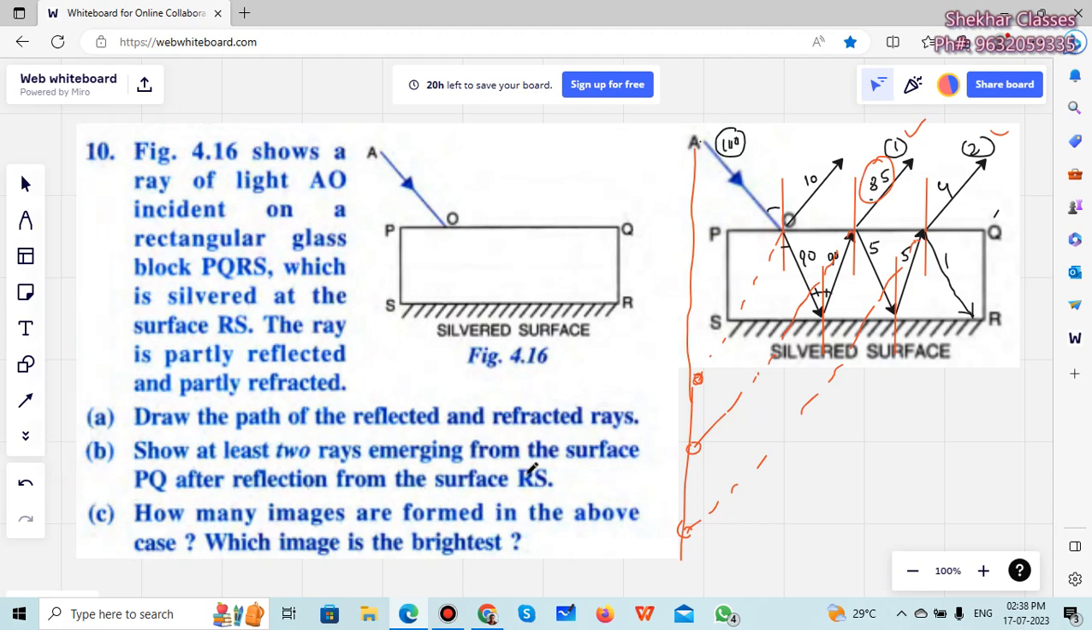For B1, we have done the first one and answered yes. How many? There will be infinitely many, and the brightest one is the second one, not this one. According to the figure that we have drawn, this is the second one from here, but the first ray is coming from the silvered surface. That is the brightest one.